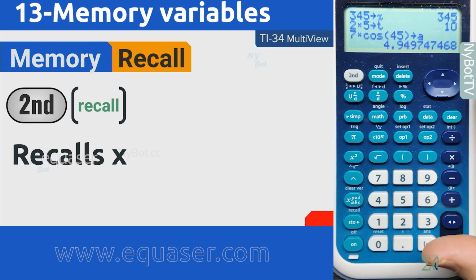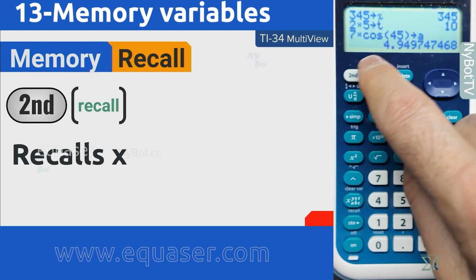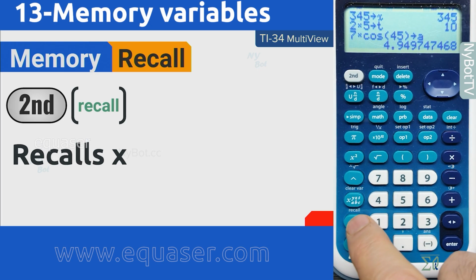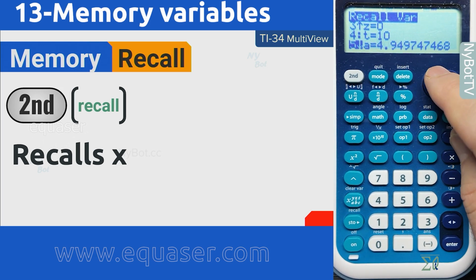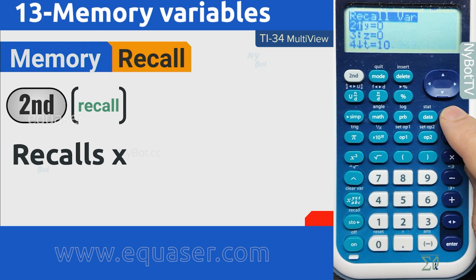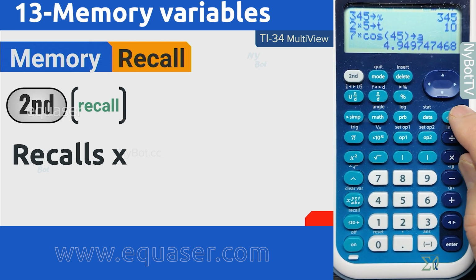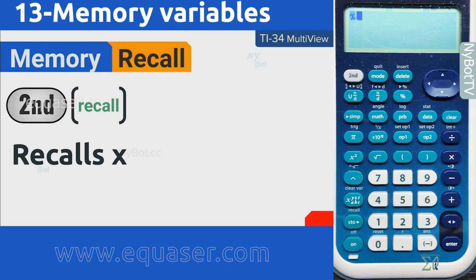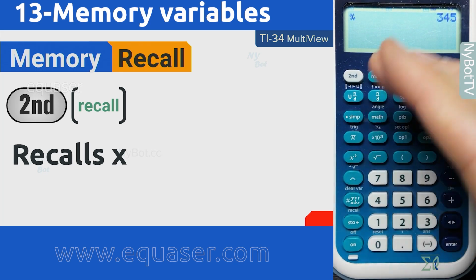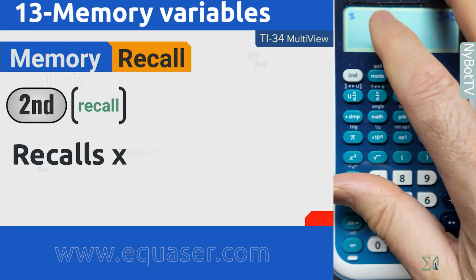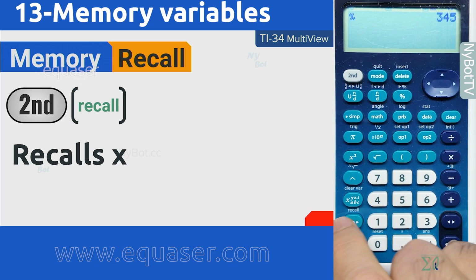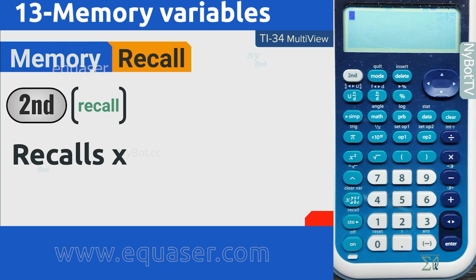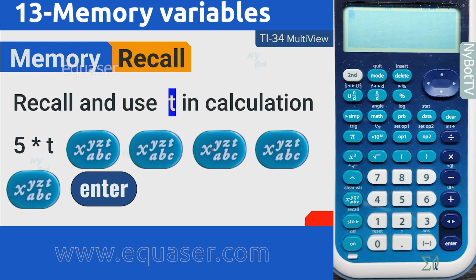To recall X, we press second function and recall. This one will give us all the values, and one by one we can see them. But there is a shorter way. If I press all clear, just press this button X and enter, you get the value automatically. But you don't know the value for the other ones, so this will not give you a pre-understanding. With the recall, you can see all the values prior to executing it.